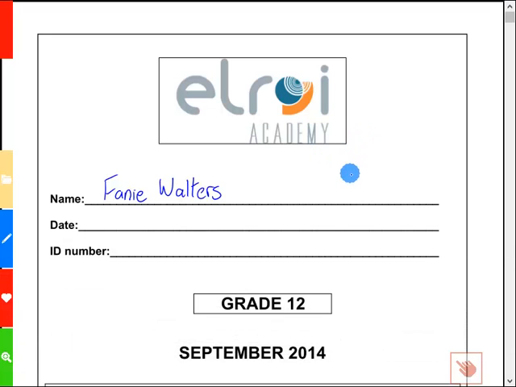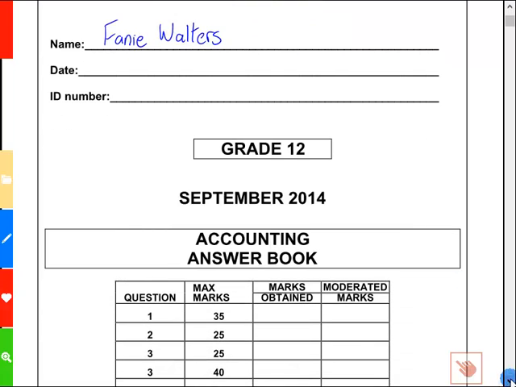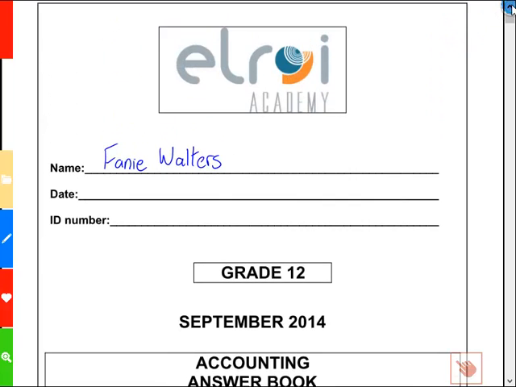Going to be doing a walkthrough of the accounting prelim exam for September 2014. It's the one you just wrote. So when the exam starts, just a little bit of exam technique.